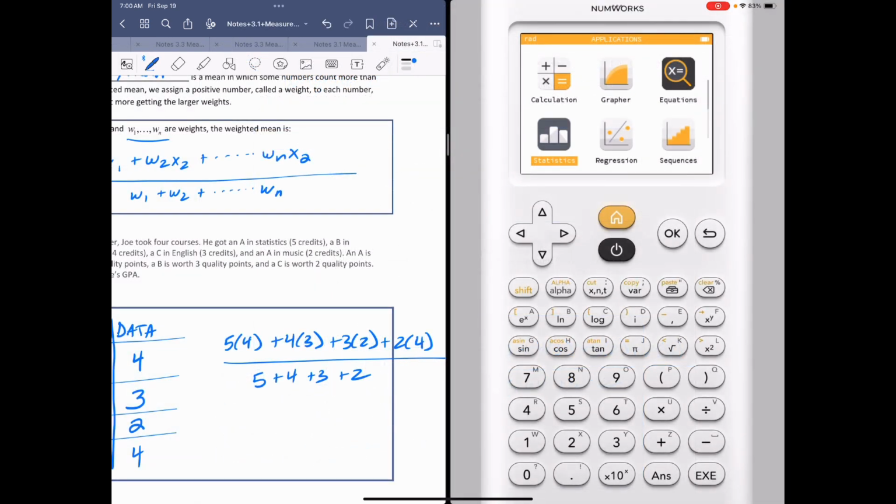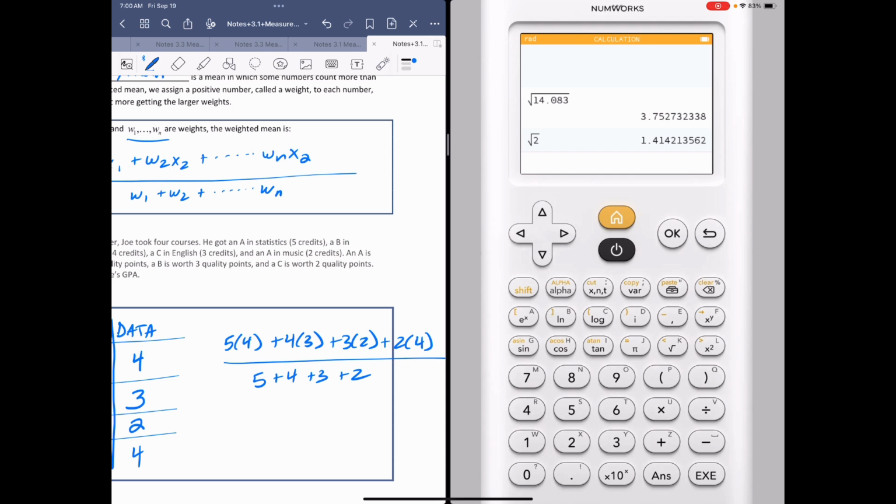Now, you saw how I wrote that numerator. I'm going to go into calculation. If you want to clear your calculator, hit Shift and clear. And I'm going to type it just like it is. I'm going to type it with parentheses. And I'm going to push enter. And I get 46. And the denominator, I'm going to add it up. And I get 14. And I'm going to divide 46 divided by 14 for his GPA.